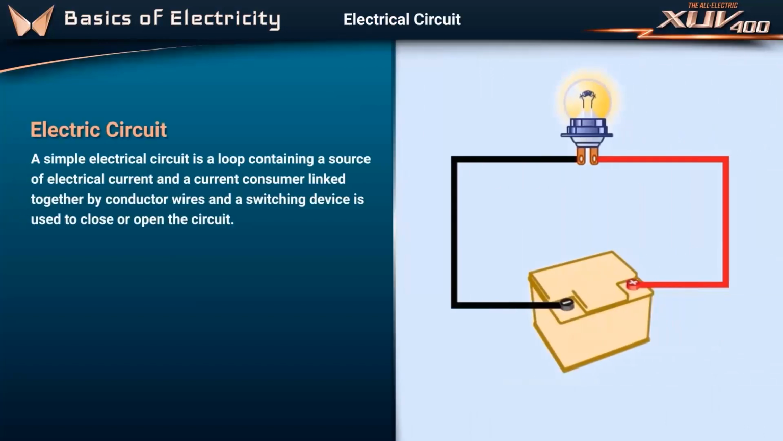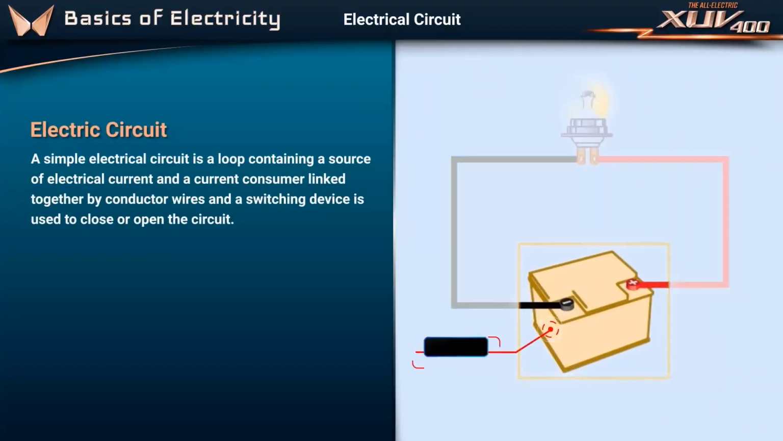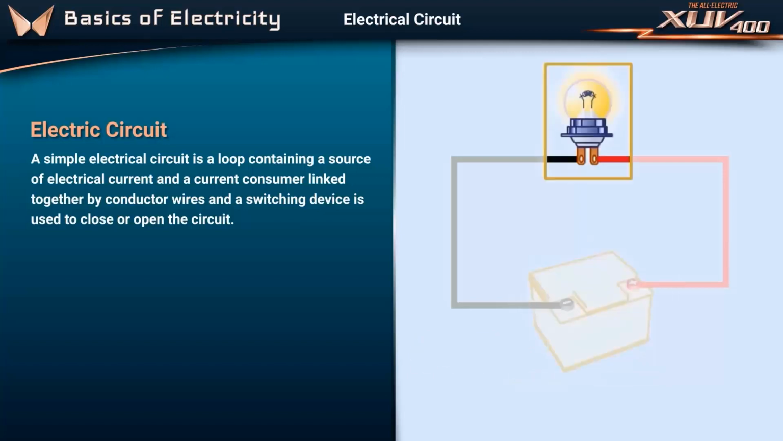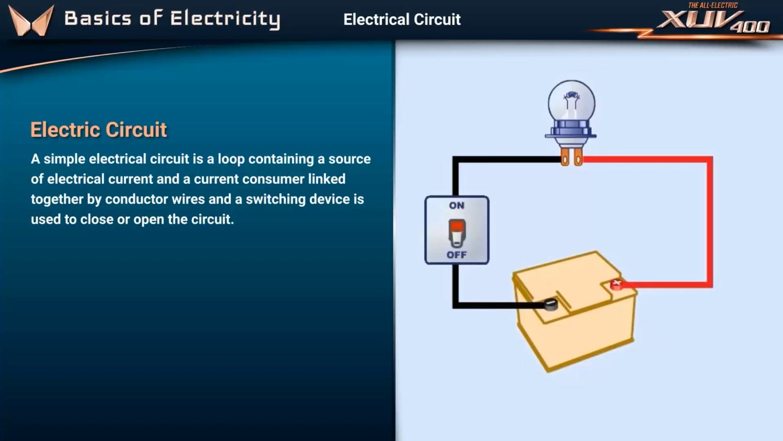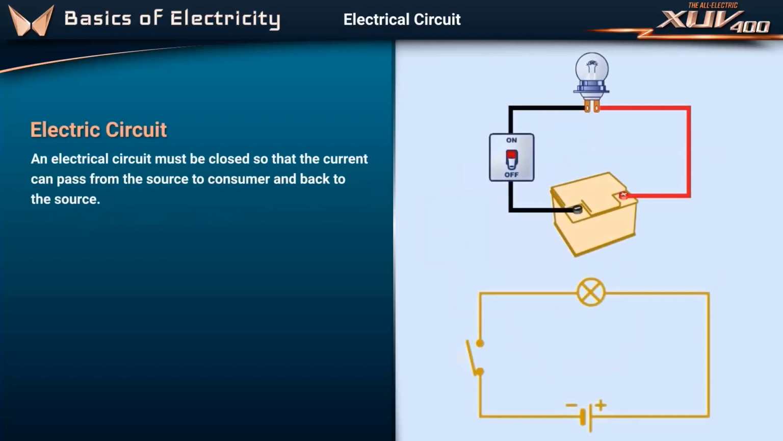Electric circuit. A simple electrical circuit is a loop containing a source of electrical current and a current consumer linked together by conductor wires. And a switching device is used to close or open the circuit. An electrical circuit must be closed so that the current can pass from the source to the consumer and back to the source.